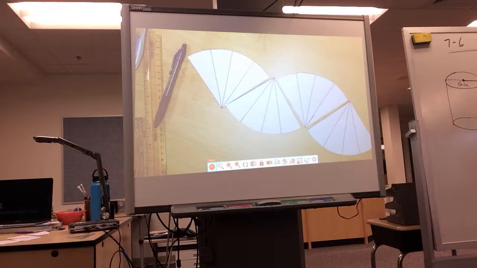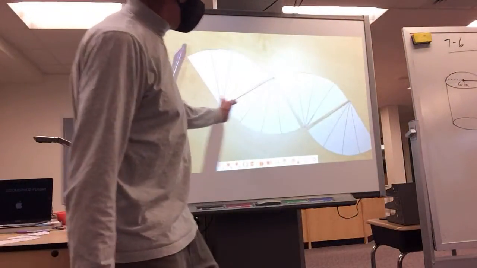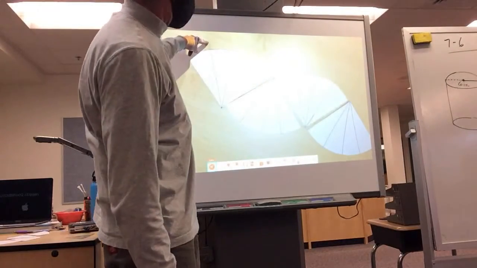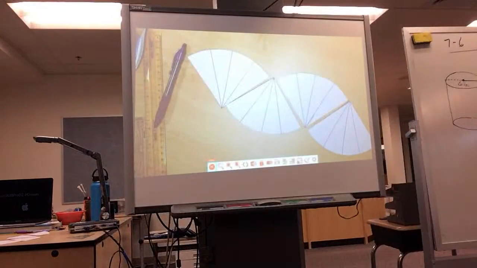All right, could I have you guys focus up here, please? So does that shape resemble a parallelogram? No. Here's a diagonal, and then across the top. It's very curved. It's not very good, is it? Maybe if you were really bad at drawing.